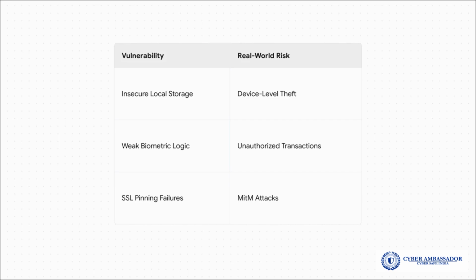Or how about weak biometric logic? That means a hacker could potentially bypass Face ID entirely, leading straight to unauthorized transactions and huge financial hits. And SSL pinning failures? That basically rolls out the red carpet for man-in-the-middle attacks. Someone on the same public Wi-Fi could intercept your private data in transit. So yeah, tiny weakness, catastrophic risk.